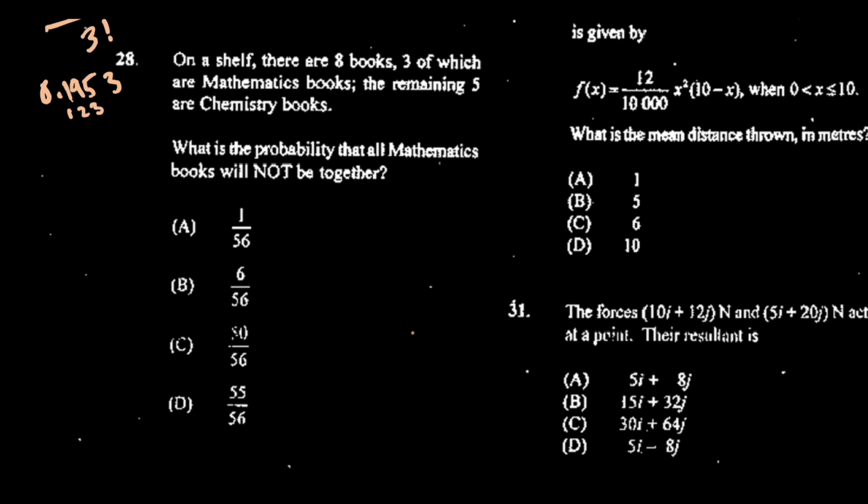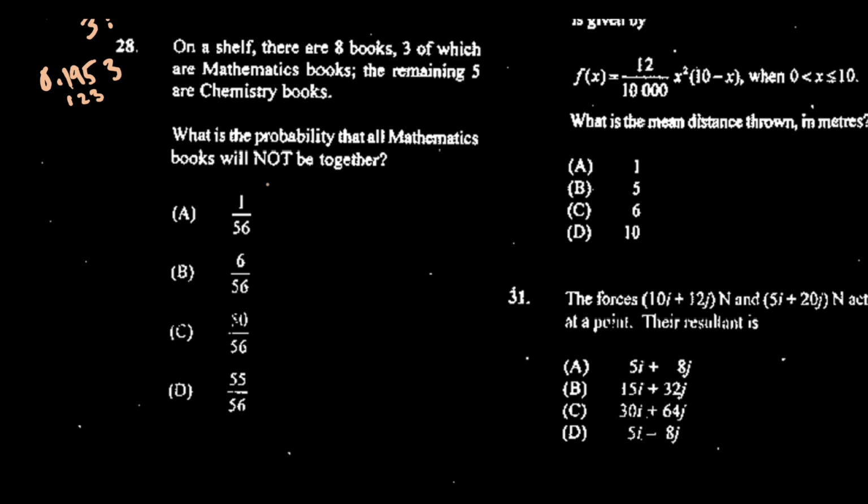On a shelf there are 8 books, 3 of which are mathematics books. The remaining 5 are chemistry books. What is the probability that all mathematics books will not be together? So in order for me to do that, I'll try to group it just like we grouped the other ones, having the books together, and then I'll subtract that from the total number of ways of arranging the books. If I subtract having the books together from the overall number, I'll actually get the books being not together. All books minus maths together would be equal to maths not together.